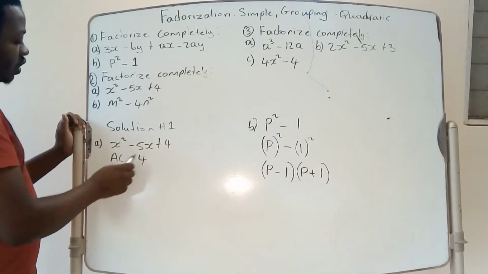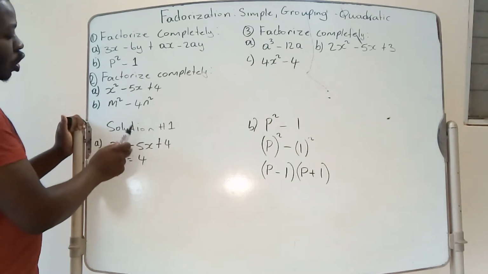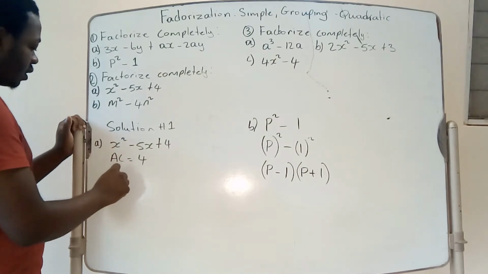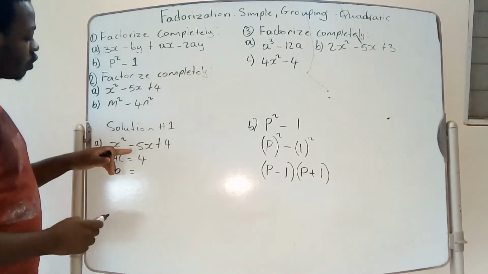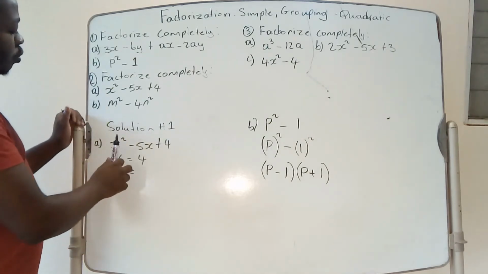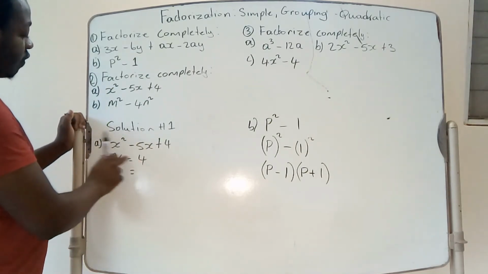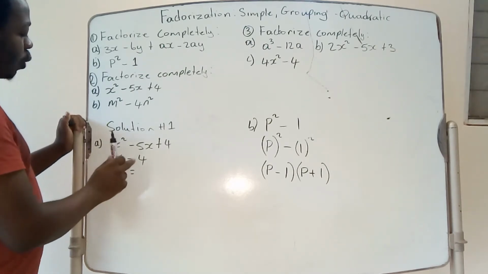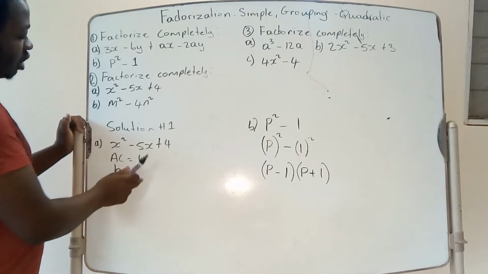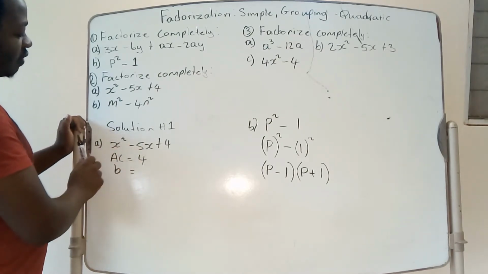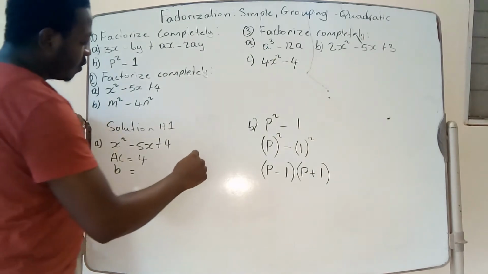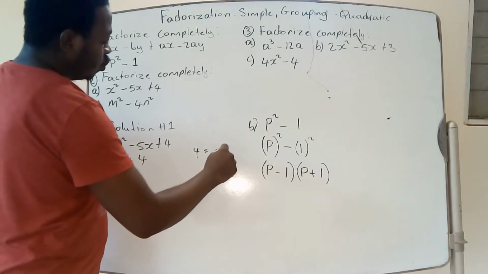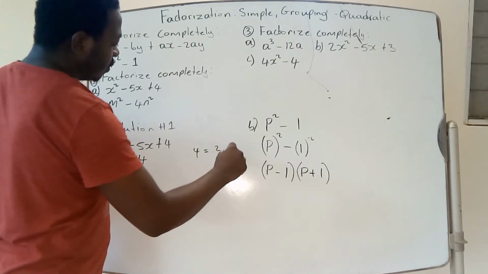Now the idea is to rewrite the coefficient of the x term, which is minus 5 here. But how are you going to rewrite this minus 5? You must use two factors of AC, right? So you must use two factors of AC. When you either add them or subtract them, they give you minus 5, right? So some factors of 4 are, you have 2 and 2, right?